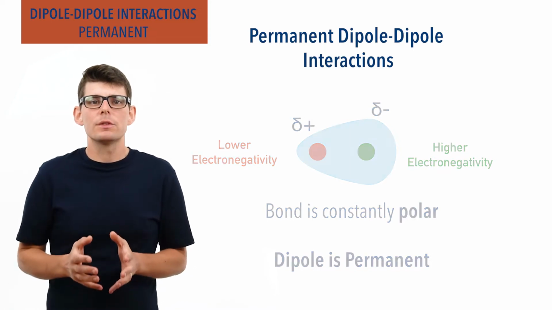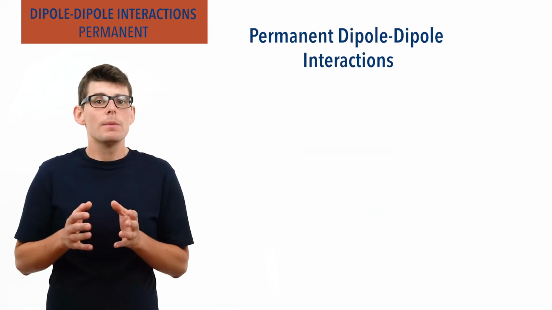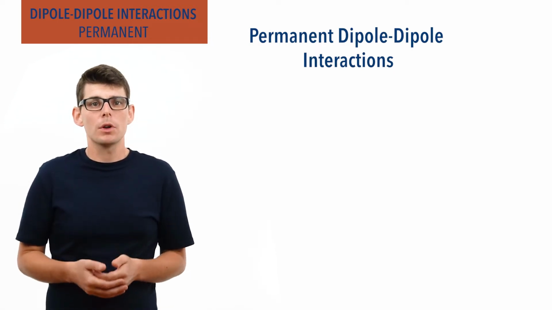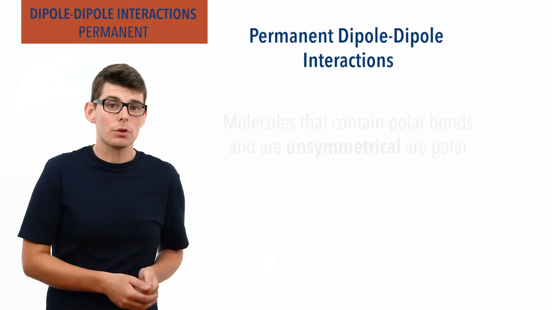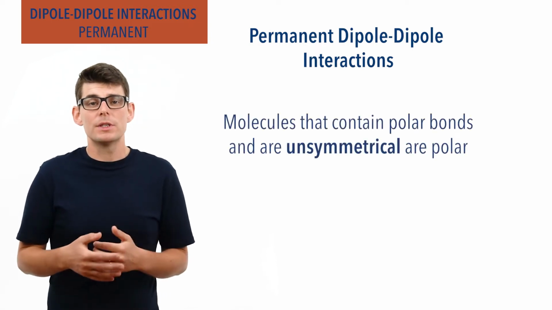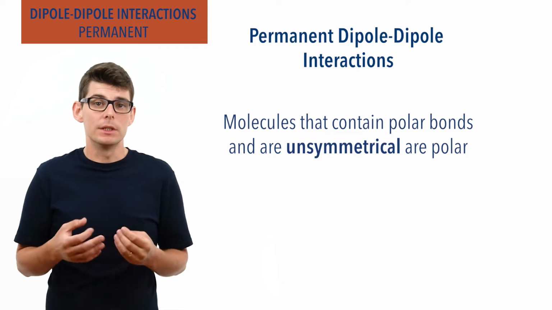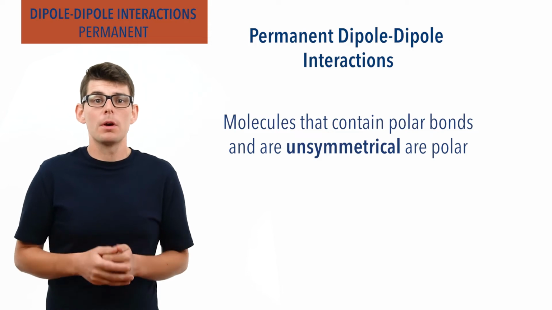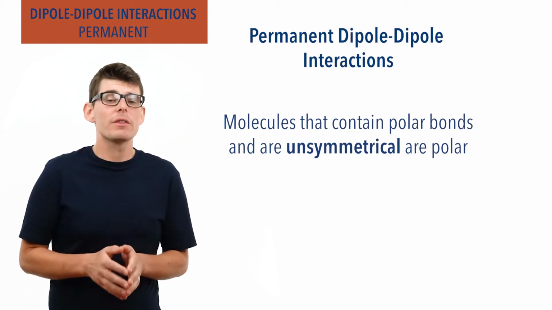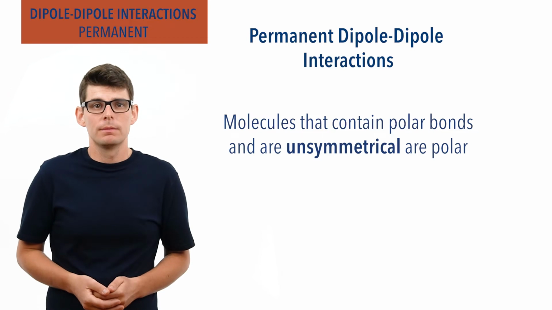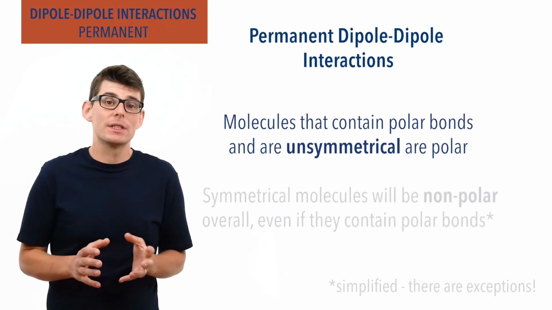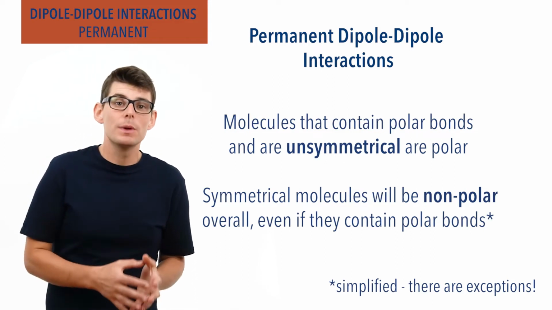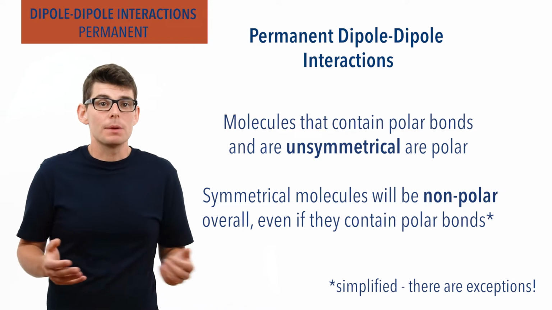The greater the difference in electronegativity between the two atoms, the more polar the bond and the greater the partial charges on each atom. Molecules that contain polar bonds and are unsymmetrical are polar. This is because the electron density across the molecule is unequally distributed, and the overall dipole moment is created. One part of the molecule becomes partially negative and another part partially positive. If a molecule is symmetrical, even if it contains polar bonds, it won't be polar overall, as the electron density will be equally shared across the molecule, giving no dipole.